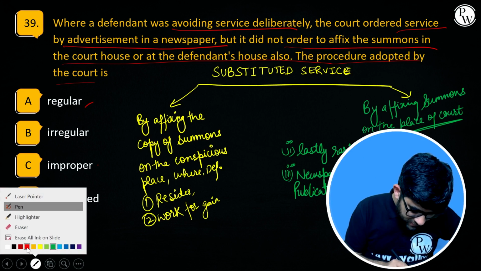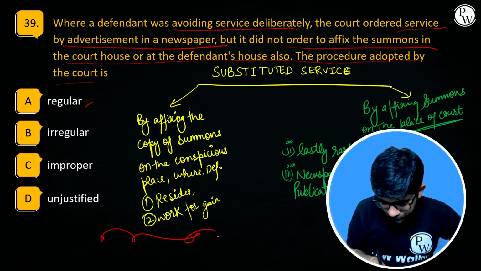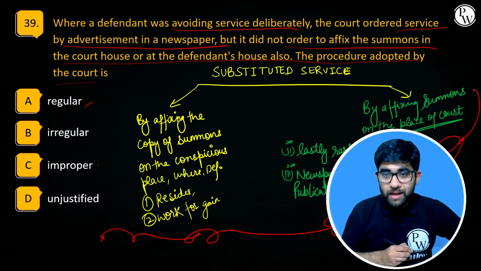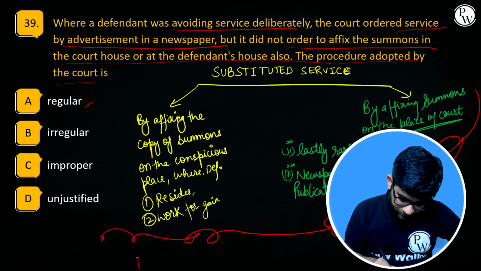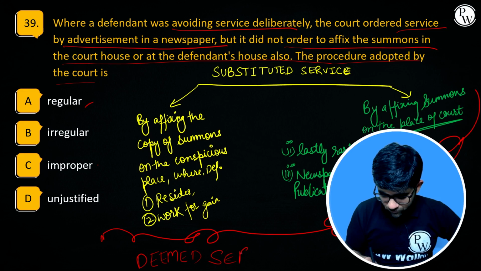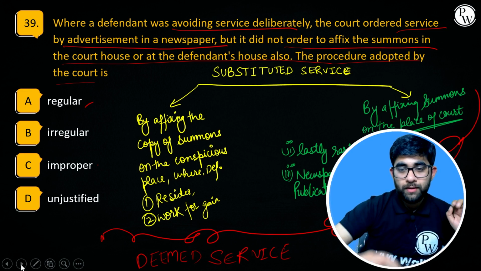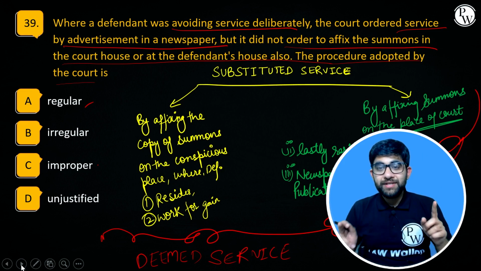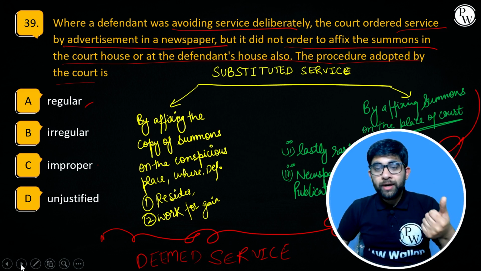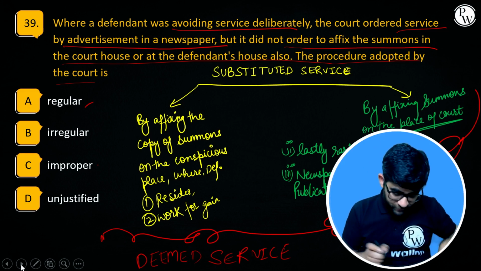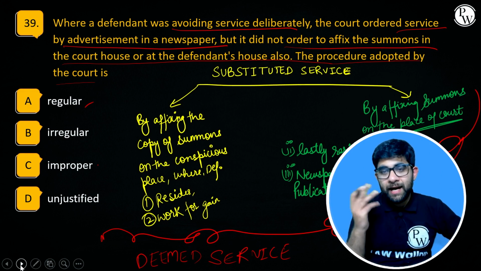So all this is deemed service. So if a summons has been sent through post, and the person has managed it and the report says door locked, or left, then also it is deemed service, right? That states that the address is correct, right?